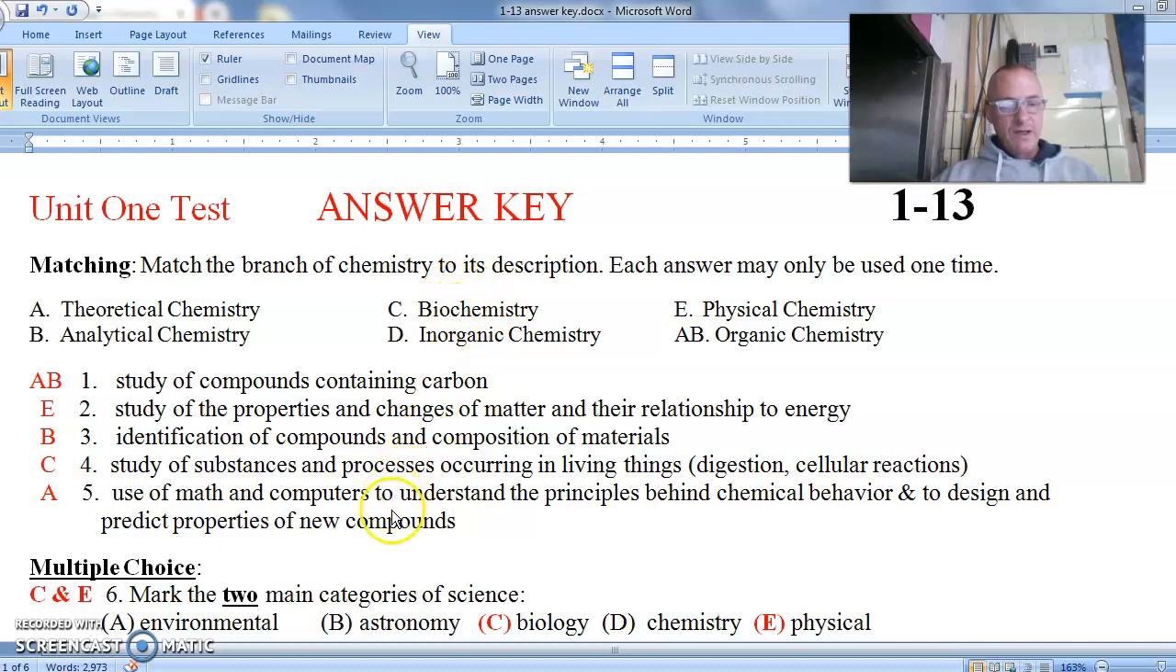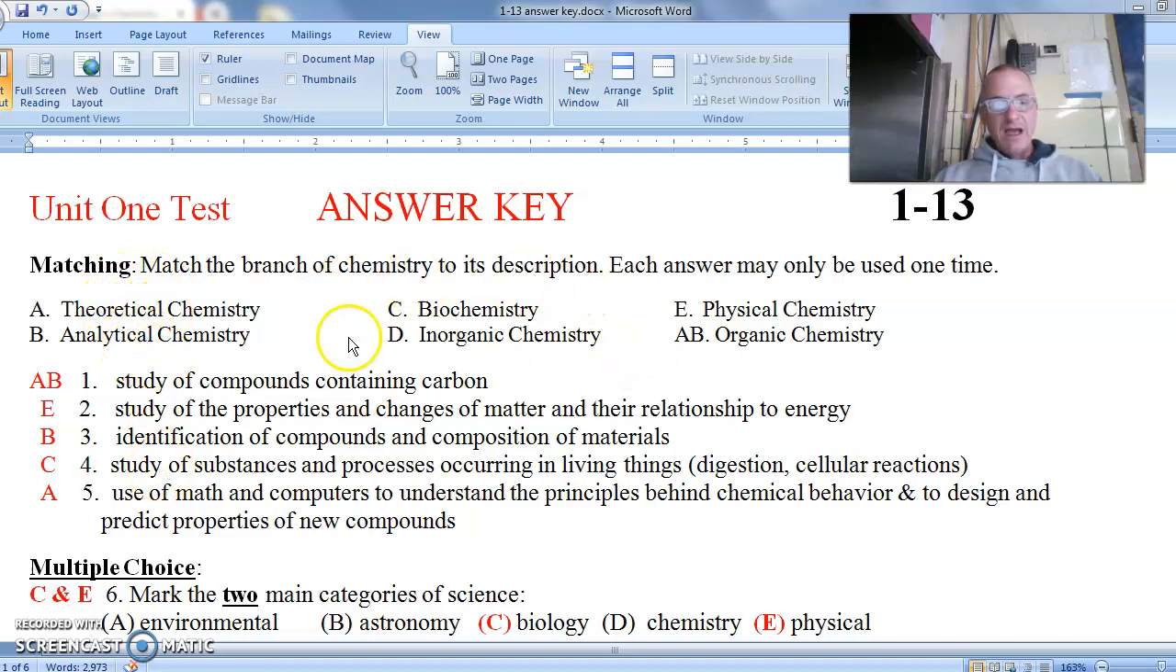Finally, the fifth one here, there's a very specialized branch of chemistry that involves using mathematics and computers to understand the principles behind chemical behavior and to design and predict properties of new compounds. This is cutting edge chemistry, where you're coming up with new things entirely and developing new ways of thinking about chemistry. That's letter A, theoretical chemistry.